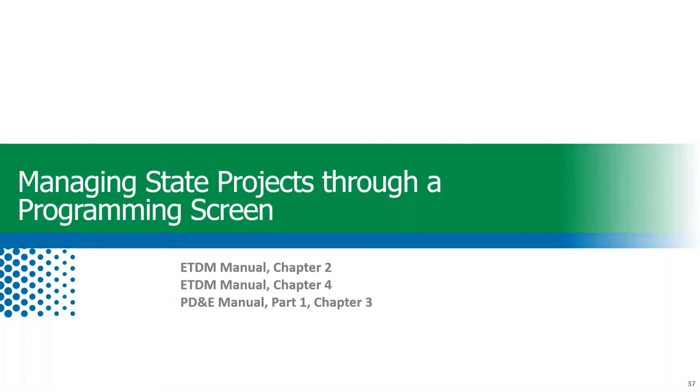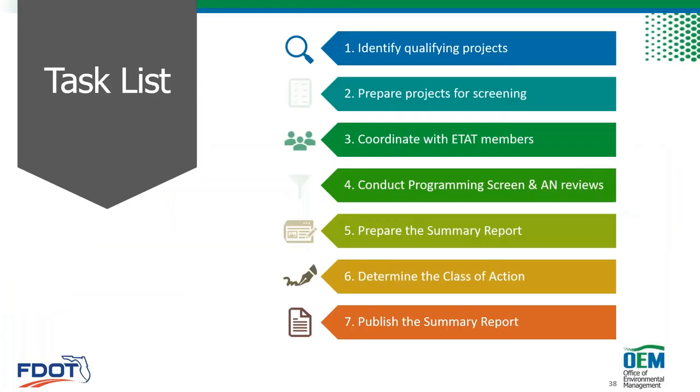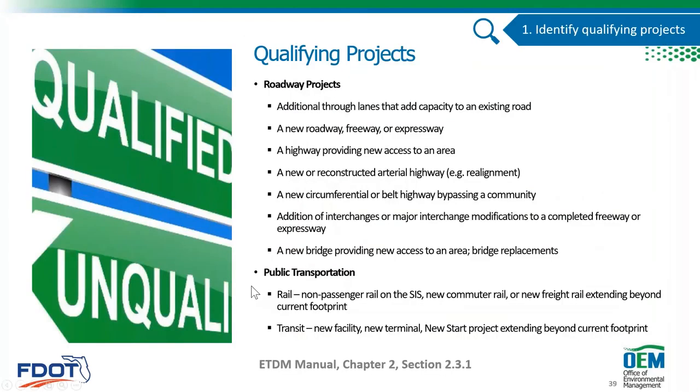And then PD&E manual Part 1, Chapter 3 has the details about the PED and the advanced notification, because sometimes those are needed for other types of projects as well. So my background is in project management, so I think in terms of a to-do list. So here's our to-do list at a very high level for the ETDM process to get projects through a programming screen. There's 7 basic steps here, and I'm going to go through each one in more detail because, of course, in each one there's multiple steps.